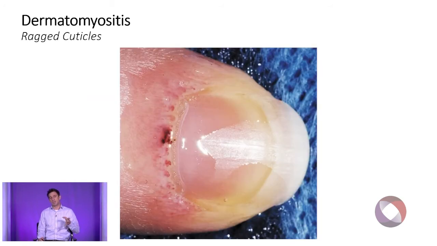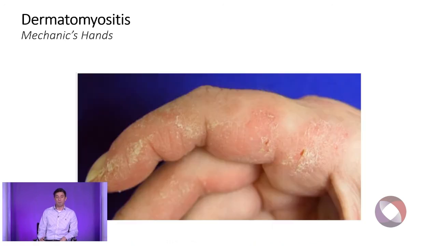You also get ragged cuticles. This is in here more for completeness. I don't expect a PCM to ever diagnose ragged cuticles. It's dilation of the capillary loops on the proximal nail fold. It's kind of a gee whiz thing. I have never seen it myself. Mechanic's hands. This is a tough one. I don't think anyone's making this diagnosis without a biopsy, but this really looks like eczema.